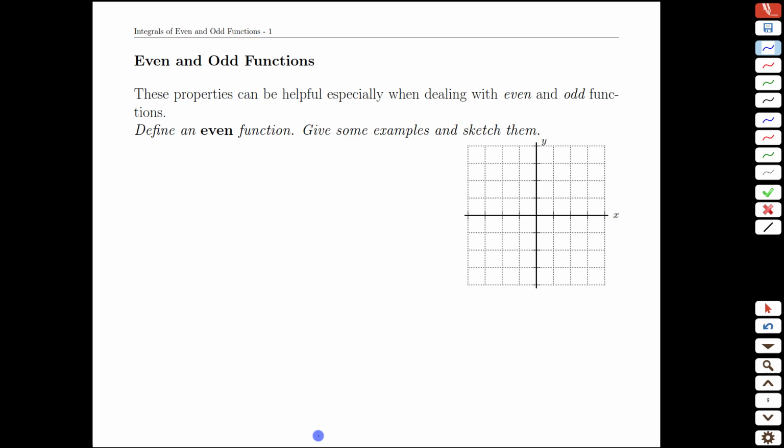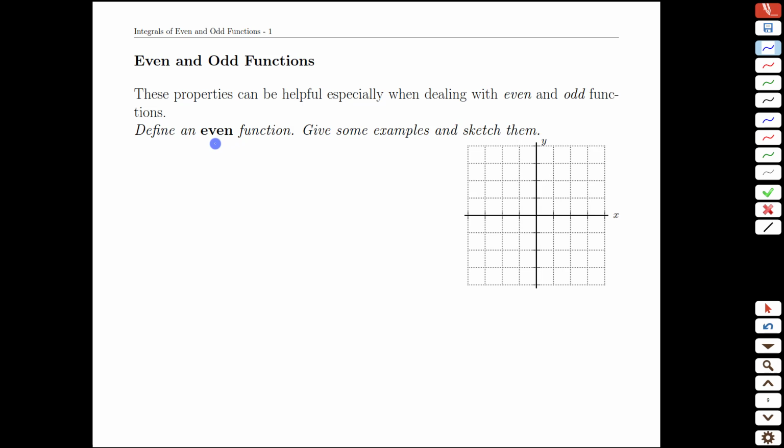In this video, we're going to look at two classes of functions, even and odd functions. It's important to note that not all functions belong to one or the other, but we will see relationships between these kinds of functions and integral properties, and so that's why we introduce them here.